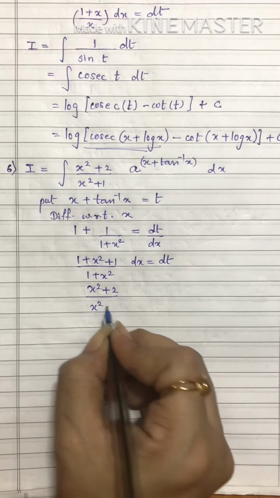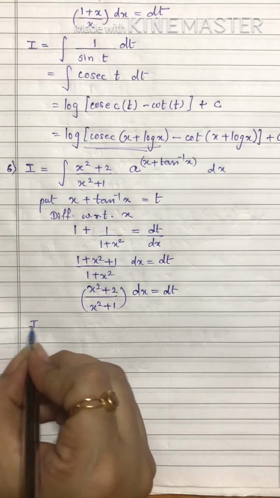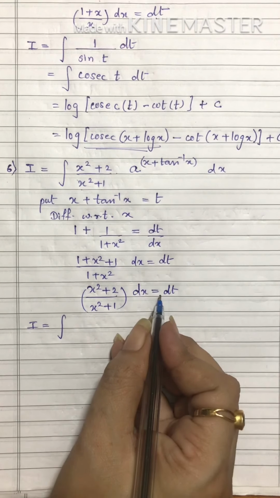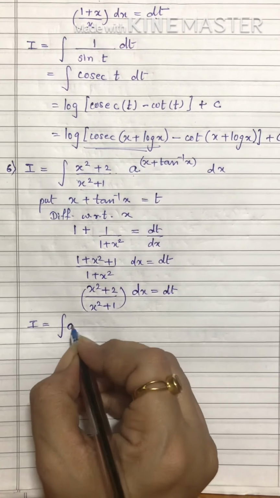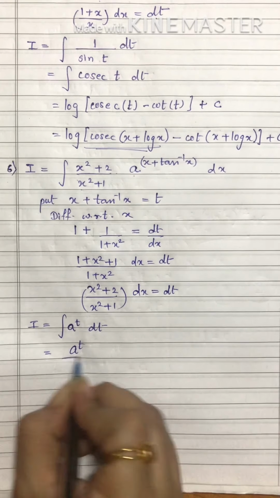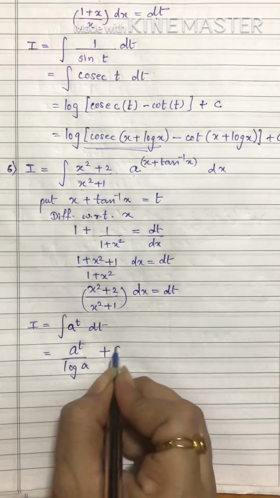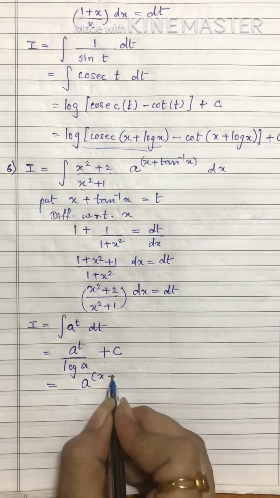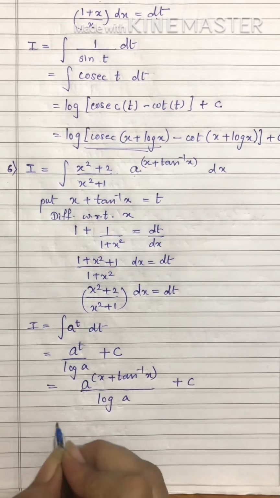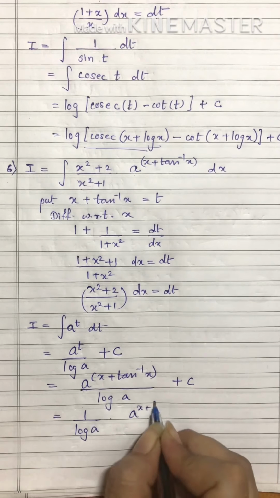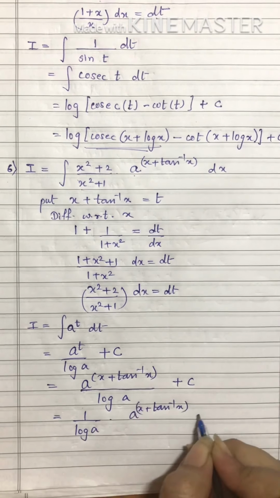See, we reached this form, right? Simple. Now I hope you have understood what we have to do next. This and dx becomes dt, and a raised to t, so a raised to t dt. Integration of a raised to t is a raised to t upon log a plus c. So we get a raised to x plus tan inverse x upon log a plus c. So that can be written as 1 upon log a into a raised to x plus tan inverse x plus c.